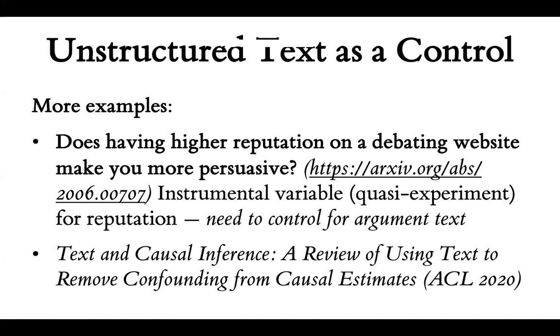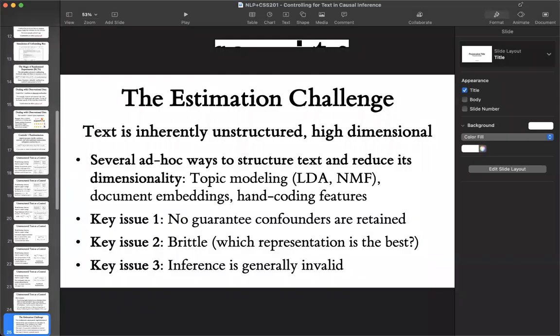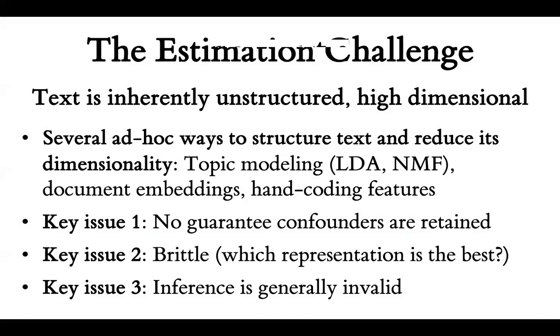Some other examples are, there's a paper that I have on using a quasi-experiment to figure out the effect of reputation on persuasion. And in that, I need to control for the argument text. And there's a nice survey by Katie on text and causal inference when text is a confounder, which has a lot of other examples. The issue here, let's see how much time I have. I should be done in another 5 minutes.